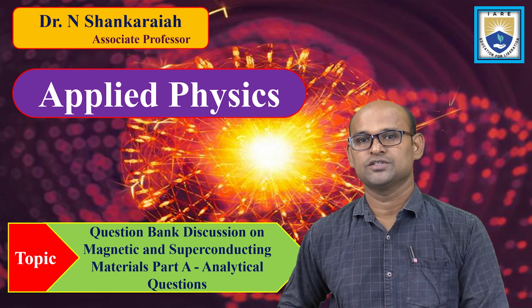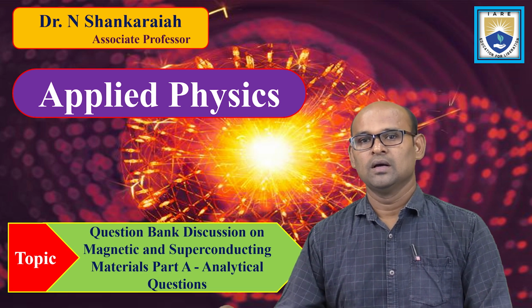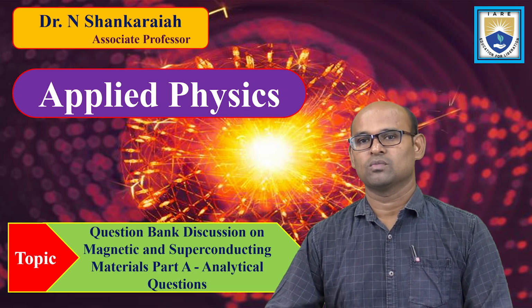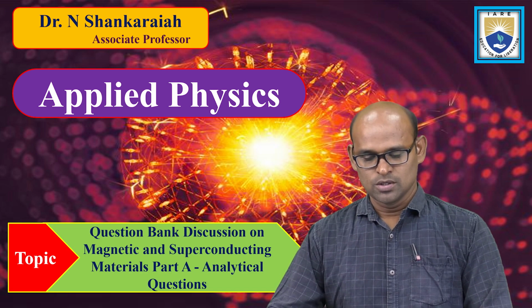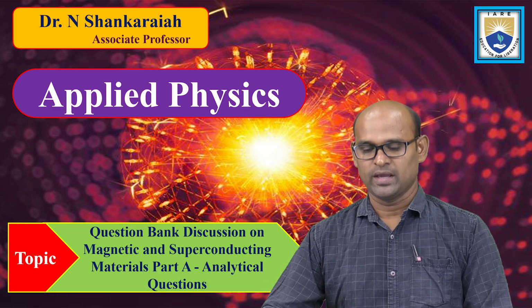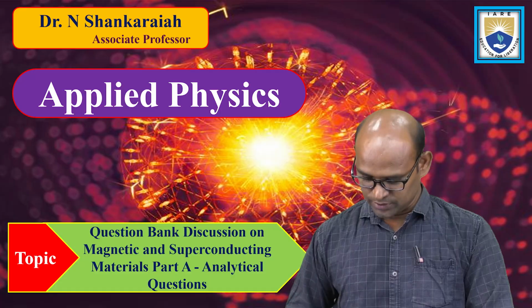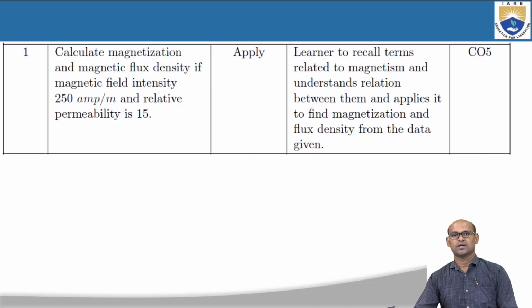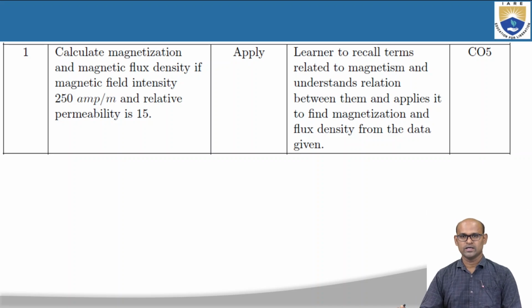In today's presentation, I am going to discuss the question bank on module 4, which is magnetic and superconducting materials. In this presentation, I will discuss part A, which is analytical questions on module 4. The first question is: calculate magnetization and magnetic flux density if magnetic field intensity is 250 amperes per meter and relative permeability is 50.